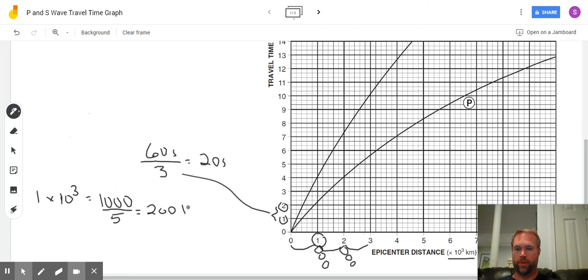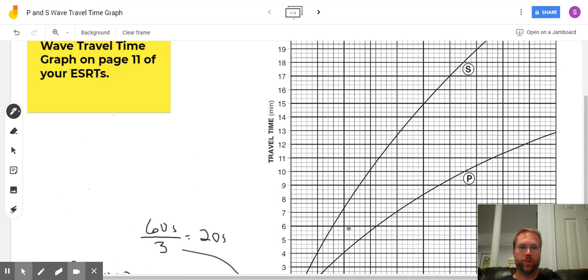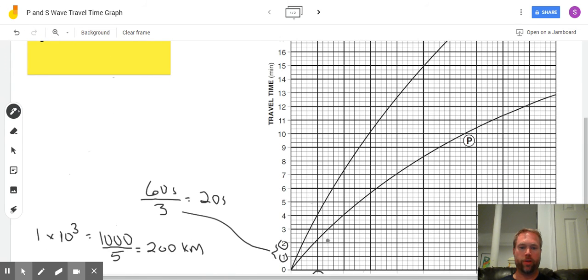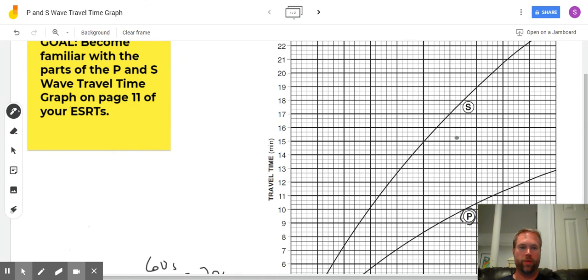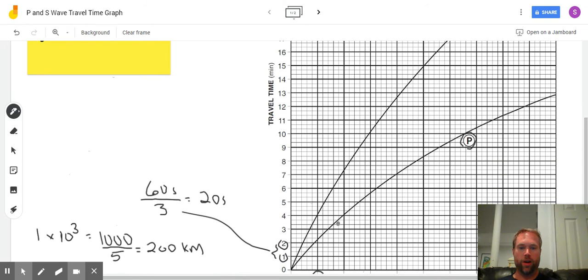So another important thing to keep in mind is that each of the small spaces on the x-axis is equal to a change of 200 kilometers. All right, the last piece we want to look at on the graph here are the curves. There are 2 curves. One's labeled P for primary wave, and the other is labeled S for secondary wave. And these curves are basically showing us the speeds at which these waves propagate through the Earth. You can see the curves get further apart from each other as time goes on.